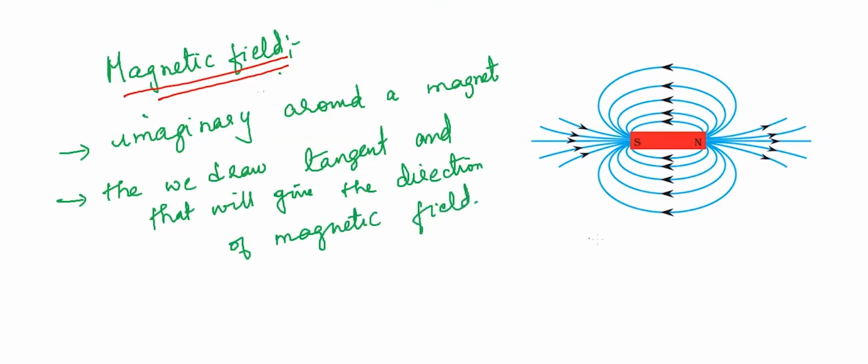For example, we have a bar magnet here and there are some lines drawn around it, and these lines are the magnetic field lines. As we already said, they are imaginary lines, and at any point on these lines, if we draw a tangent, for example at this point on that line, then it will show the direction of magnetic field.